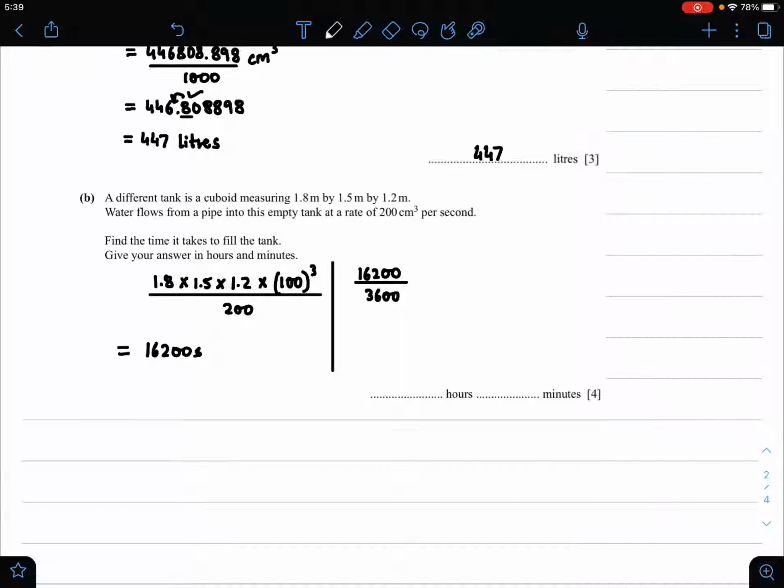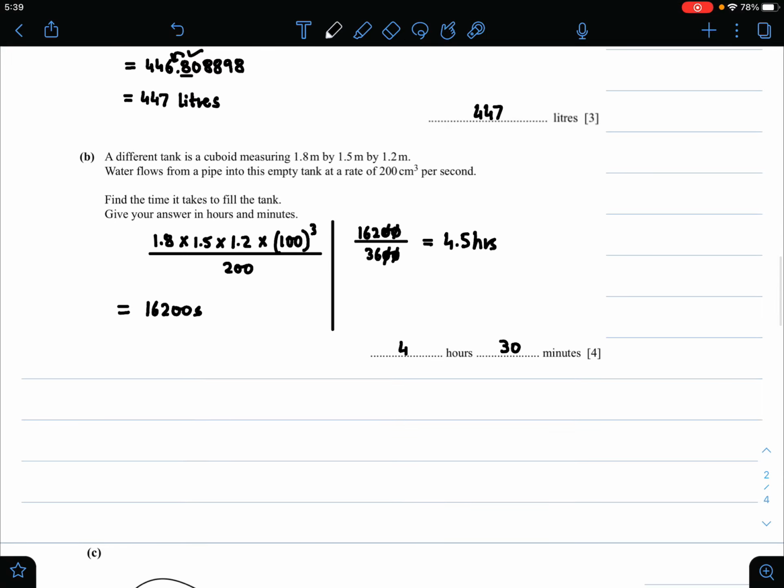So 60 multiplied by 60 is 3,600, my bad. So you can cancel the two zeros. Therefore, your final answer would be 162 divided by 36, which is equal to 4.5 hours. And 4.5 hours would be 4 hours and 30 minutes. And therefore, this would be our final answer for part B of this question.